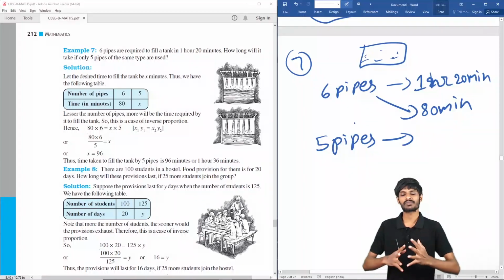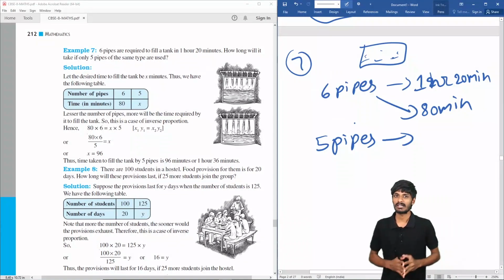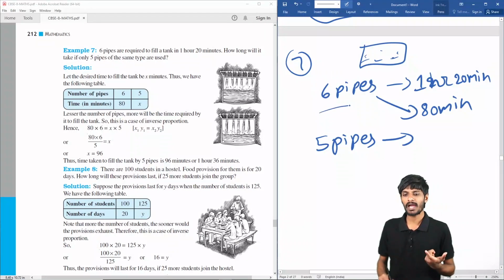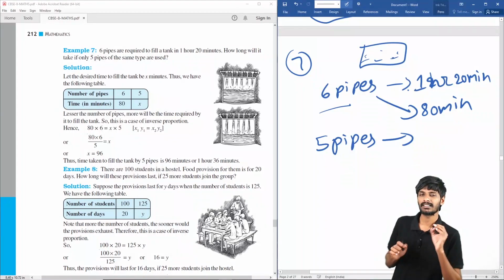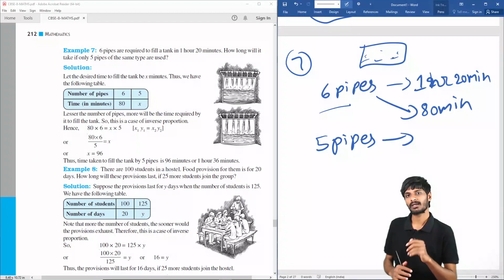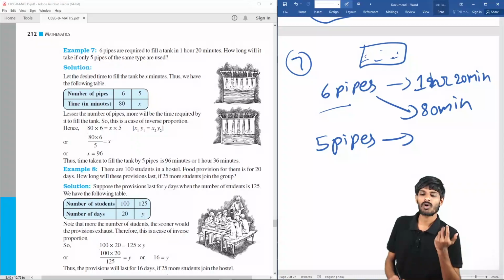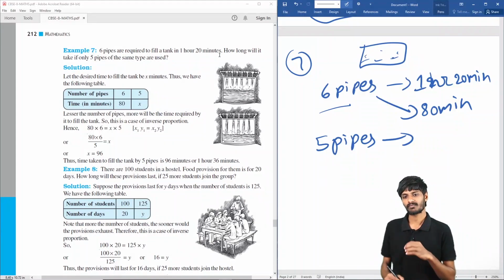Just first observe: are the number of pipes and the time in direct proportion or indirect proportion? If 6 pipes are working, water is coming from the 6 pipes. If 5 pipes are working and 1 is not working, what happens? Some amount of water is not coming.